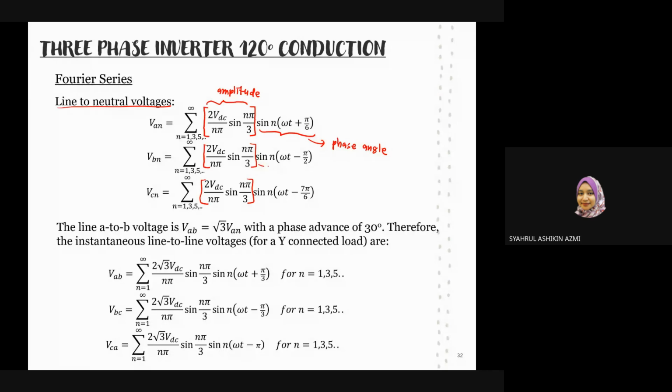Same goes to here. This is also the phase angle. So this is in terms of line-to-line voltage. You can see VAB, VBC, and VCA. In terms of the amplitude, it is more or less the same, except for adding this root 3 over here because of this relationship here. So that is the equation that is normally referred to when you are dealing with a three-phase inverter. Okay, next.